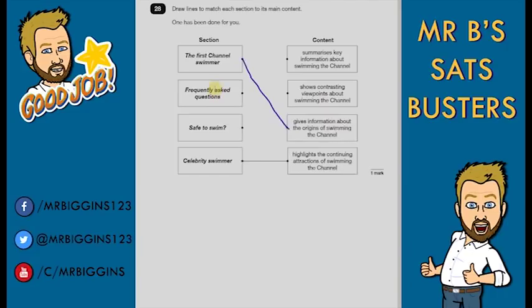Frequently asked questions. Let's have a look at the first one. Summarises key information about swimming the channel. Now it does. It tells us lots of things about how cold the water is, what the distance is, how long it takes to swim, all those types of things. So then the last one must be this one. Safe to swim must be shows contrasting viewpoints about swimming the channel. And contrasting means showing 2 different viewpoints, which it does because it tells us about people who thought it was stupid with all the boats there and making it illegal and people who thought it was good.